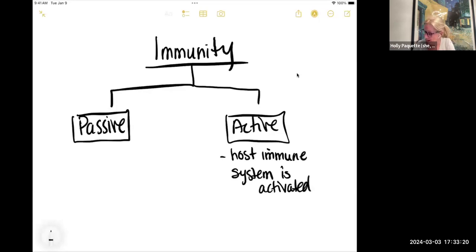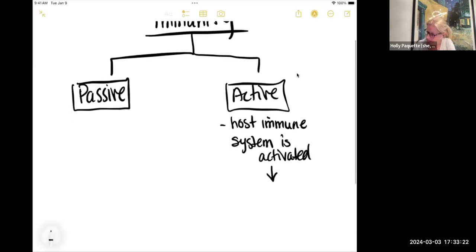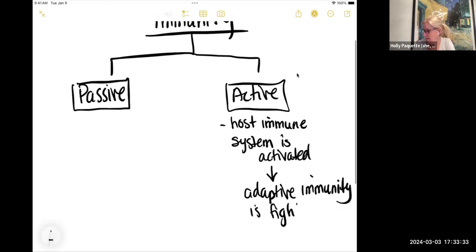So think about that as adaptive immunity is fighting. Okay. So we'll talk about what I mean by that. And often this is because we have been vaccinated. So vaccines. Passive immunity is a little bit different.